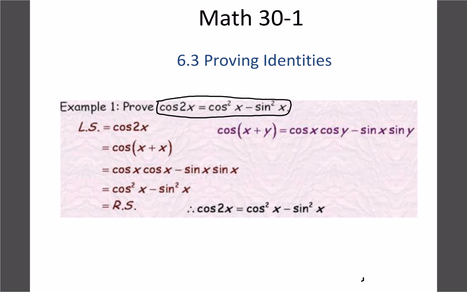So what we do is we take the left-hand side and try to rearrange it so that it's equal to the right-hand side, or vice versa. Sometimes you change one, sometimes you change the other, sometimes you change both, and so on. In this case, if we take cos 2x and break it apart so that it's x plus x, then we can use the identity where we have cos of two angles. In this case, they're both the same, so it would be cos squared minus sine squared, which is the right-hand side.